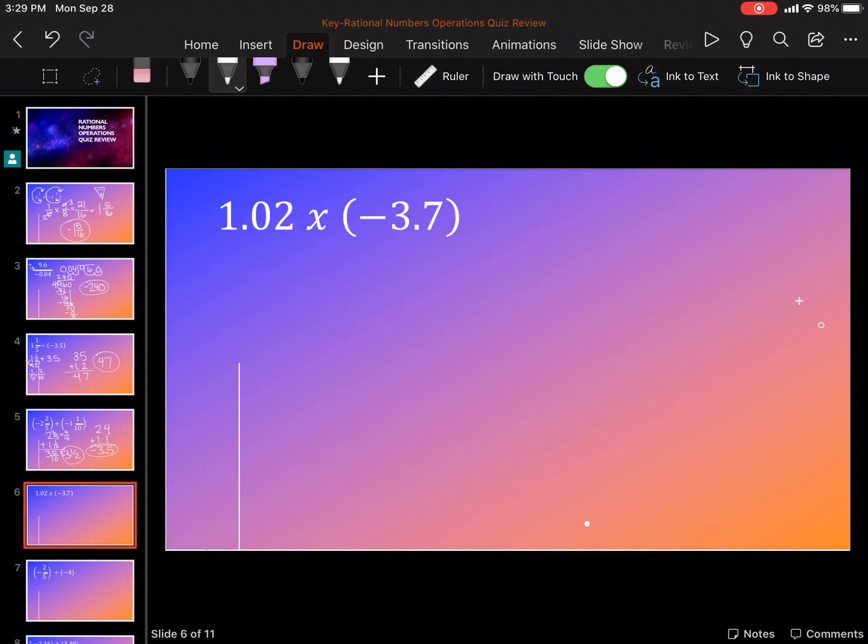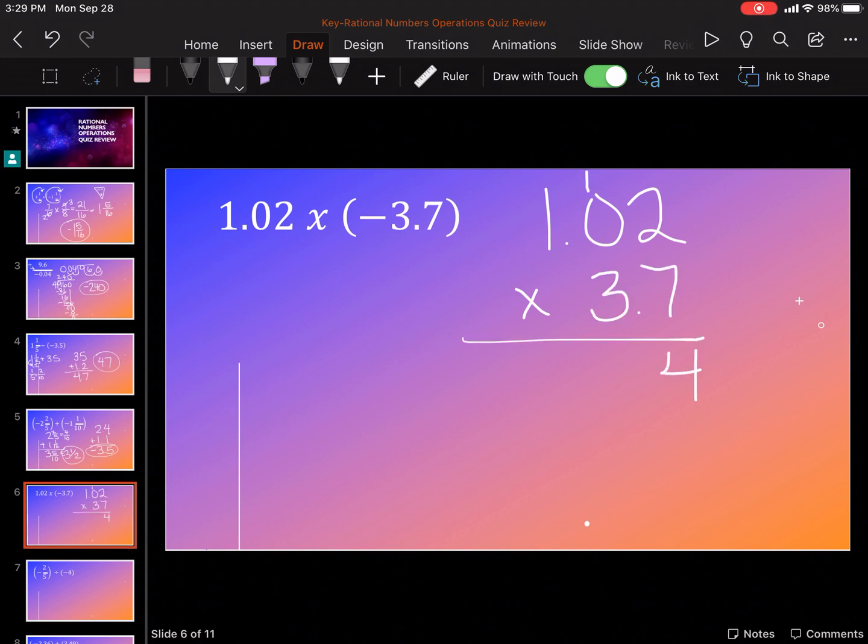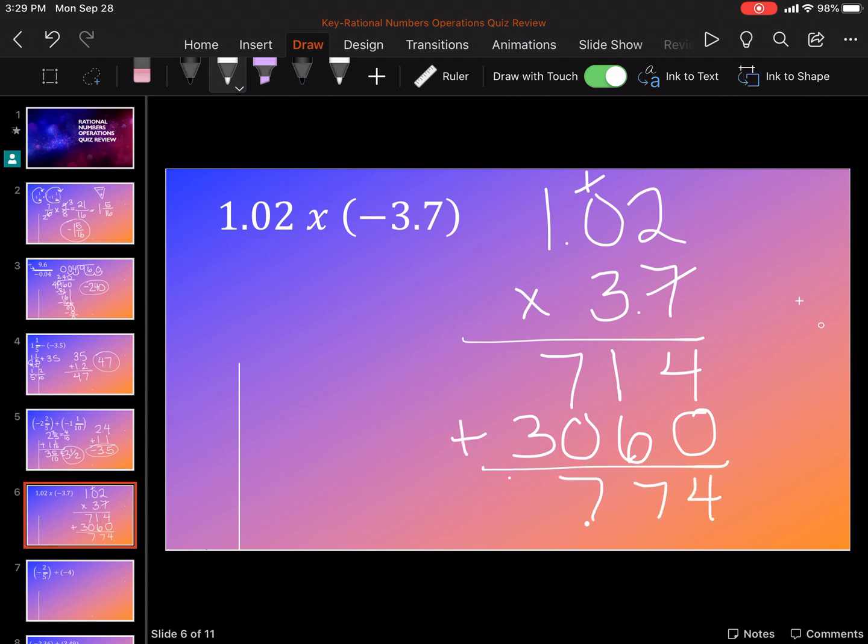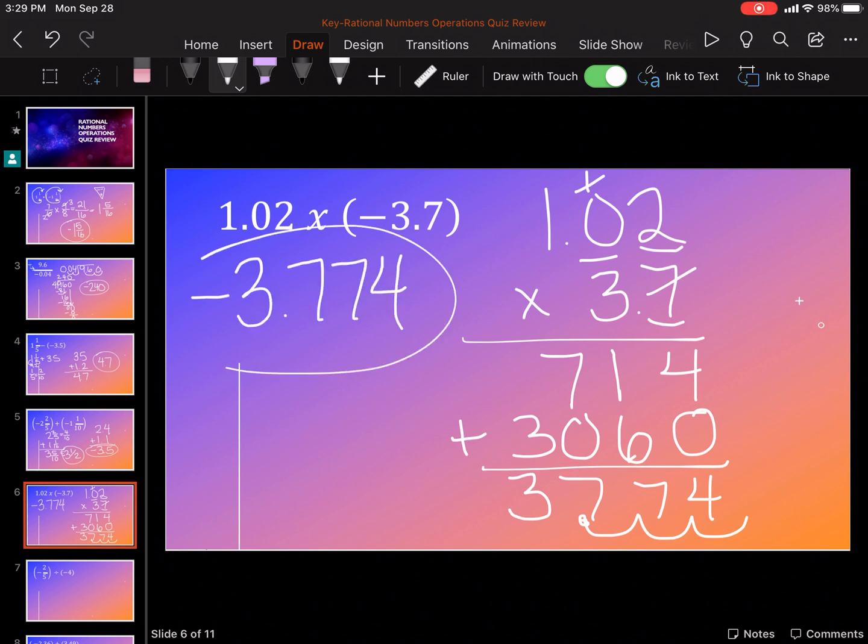This one, I would definitely go decimals, obviously. Remember, you don't have to line them up. You can push them over. 7 times 2, 14. 7 times 0, 0, plus 1 is 1. 7 plus, there we go. Tic-tac-toe. 3 times 2 is 6. 3 times 0 is 0. 3 times 1 is 3. 4, 7, 7, 3. 3 places behind the decimal. 1 positive, 1 negative. So our answer is negative 3,774 thousandths.